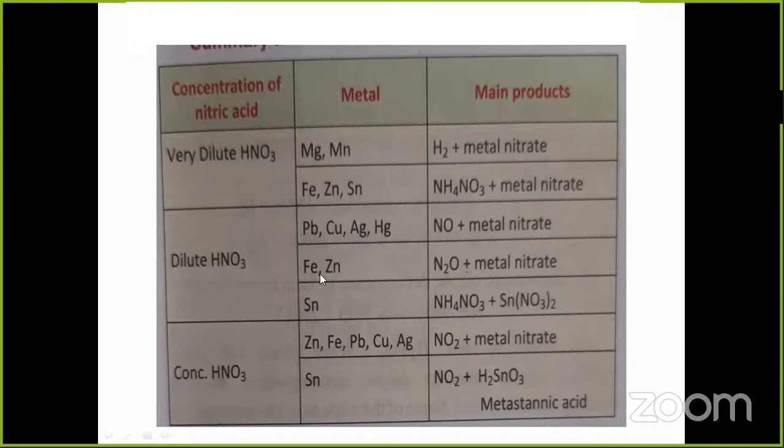The same dilute HNO3 reacting with iron, zinc gives laughing gas N2O. If you take concentrated HNO3 reacting with zinc metal or iron or lead or copper, silver, it gives NO2. So this table is very, very important for competitive examinations. So the 3 concentrations I have taken are very dilute, dilute and concentrated.